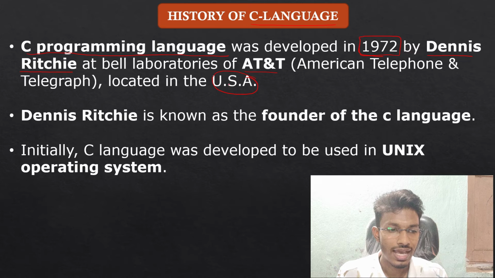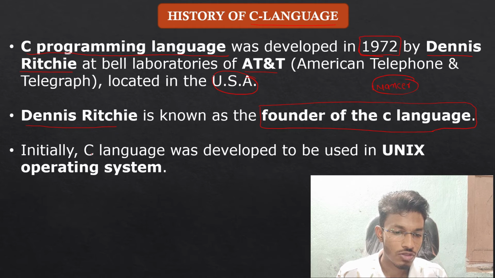So in that lab, Dennis Ritchie developed the C language in 1972, and he is known as the founder of the C language. In some exams, a one-mark question will ask this, and you can write the answer. Initially, the C language was developed to be used in the Unix operating system.